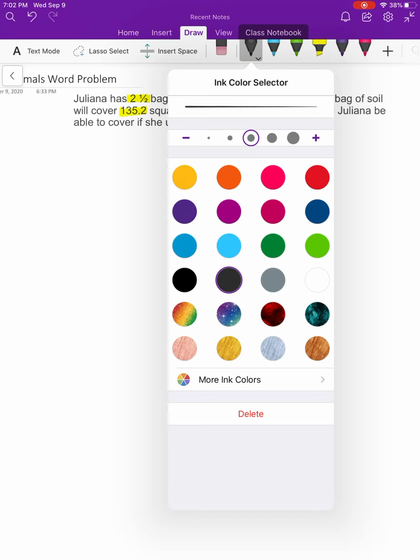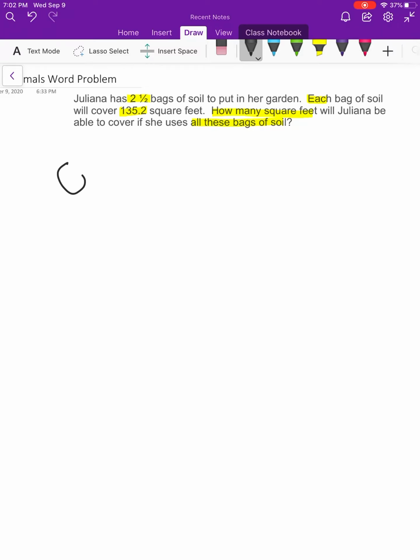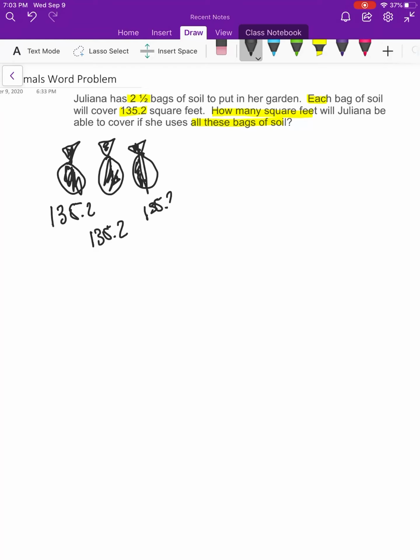So if I was to even draw that out, let's say there are black bags. So we have 1, 2, and just half of this other bag. So 2.5 bags of soil. Each one is going to cover 135.2. But it's only half of it. So I'm trying to find a total.